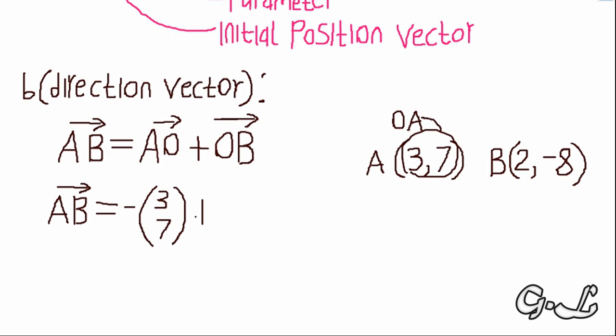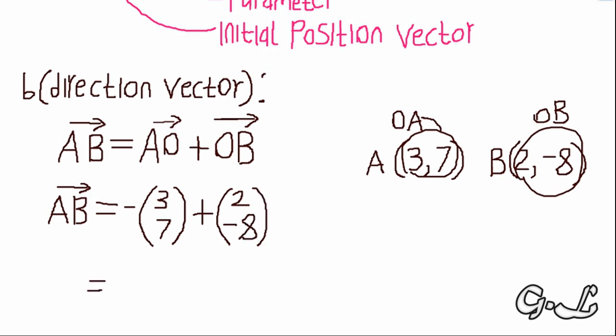So it will be negative, open brackets 3, 7 close brackets, plus, what about OB? OB we are already given. We don't need to add a negative since we are already given that it is going from O to B, which is the same direction. So it is simply the same, 2, -8. So vector AB is equal to negative open brackets 3, 7 close brackets plus open brackets 2, -8 close brackets, like that.